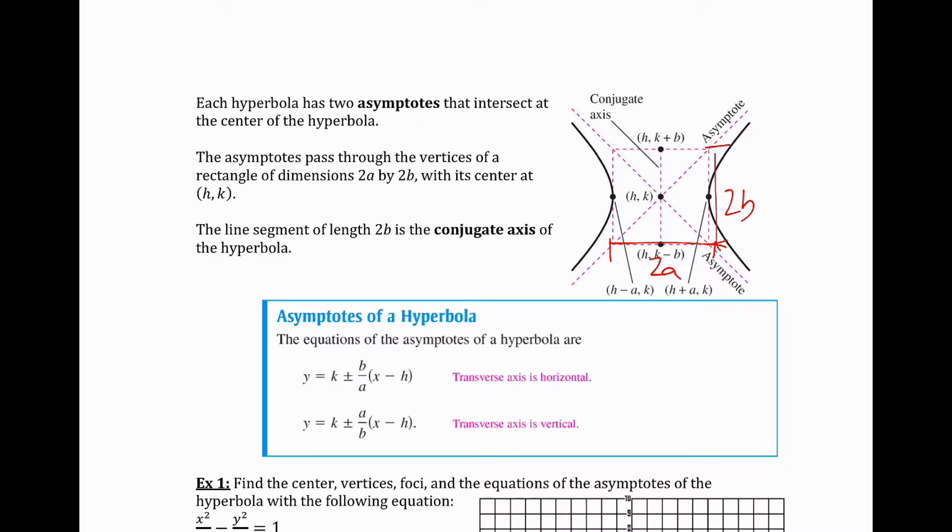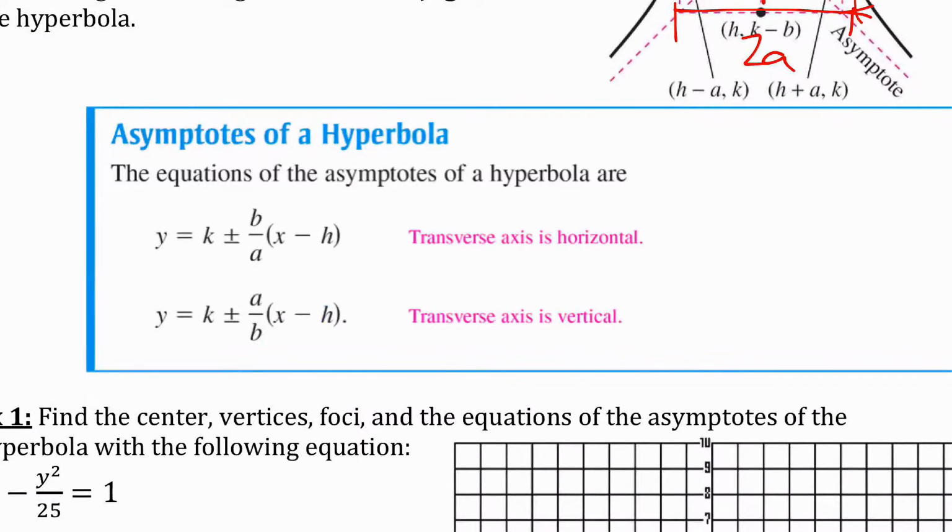The line segment of length 2b is called the conjugate axis of the hyperbola. So this section right here is our conjugate axis. Now, the more important thing, in my opinion, is the asymptote calculations. The equations of the asymptotes are y equals k plus or minus b over a times x minus h if we have a horizontal transverse axis. And with a vertical transverse axis, it's y equals k plus or minus, because there are two of them, a over b times x minus h.